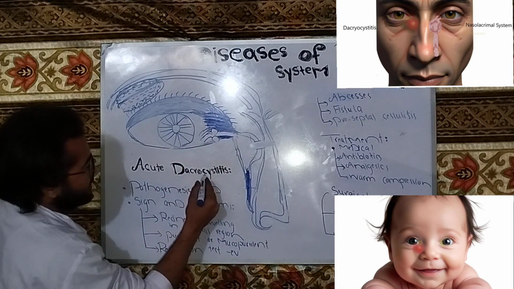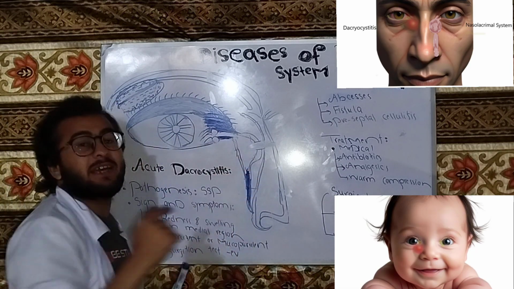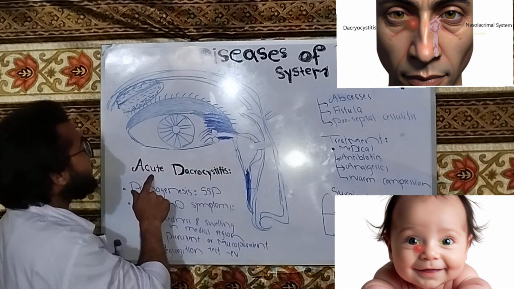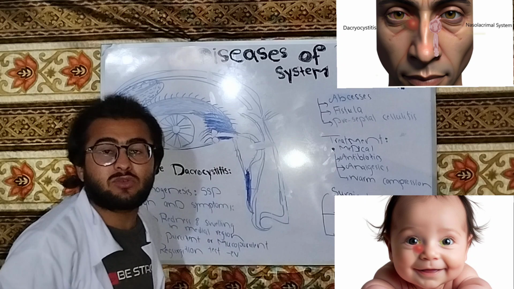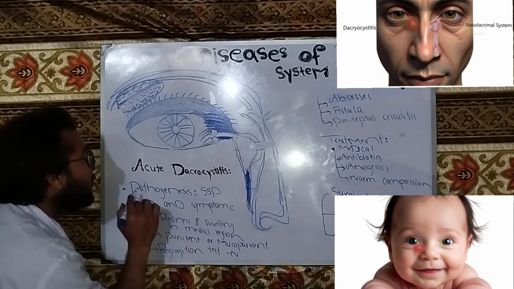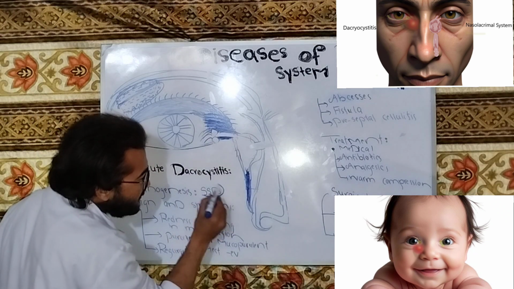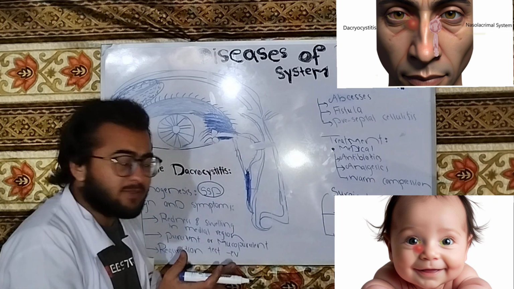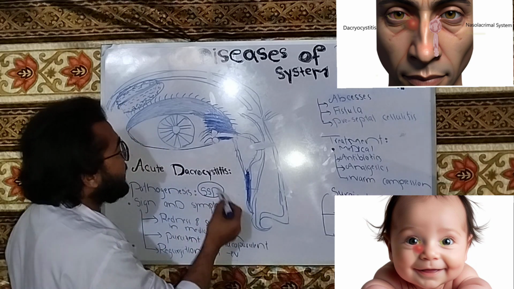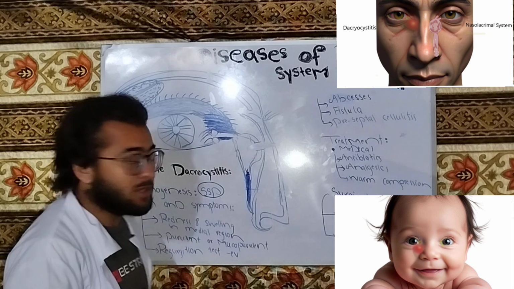Now, acute dacryocystitis. What is dacryocystitis? Dacryocystitis is when there is inflammation of the lacrimal sac. If it is acute, this is called acute dacryocystitis. Okay. What is the pathogenesis? SSP bacteria: Staphylococcus, Streptococcus, and Pneumococcus. These are the most common organisms involved in the inflammation of the lacrimal sac.